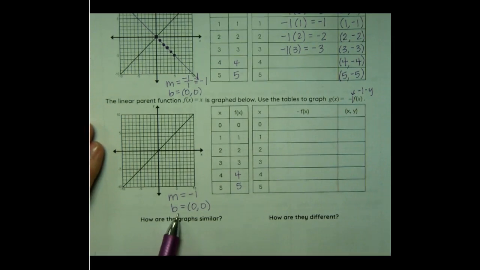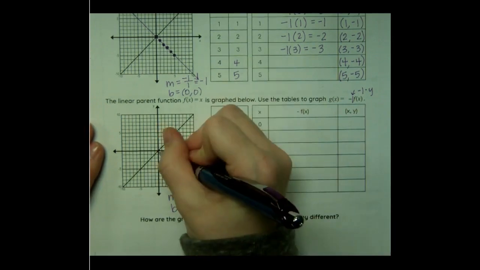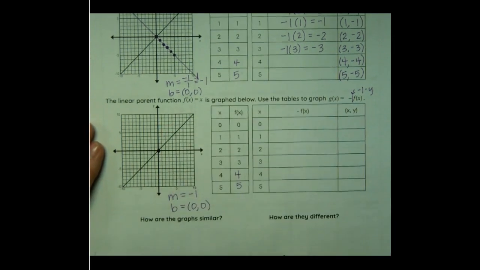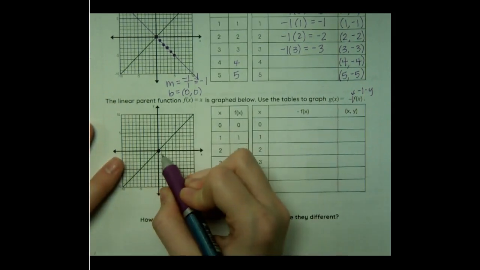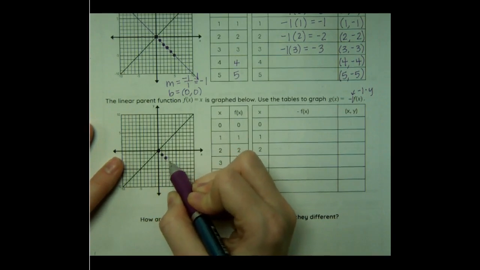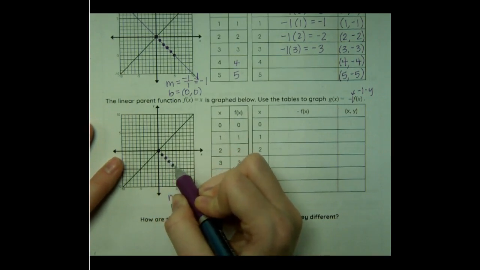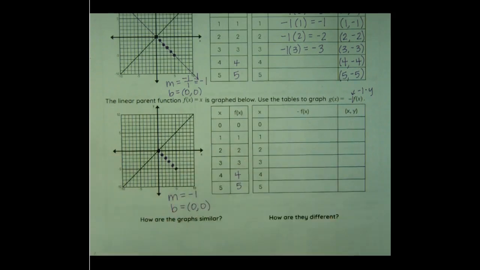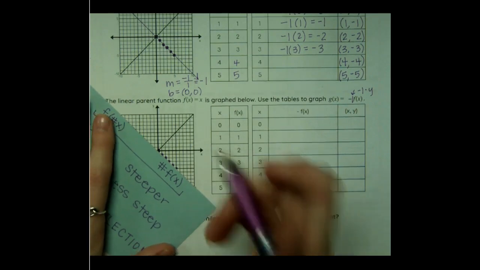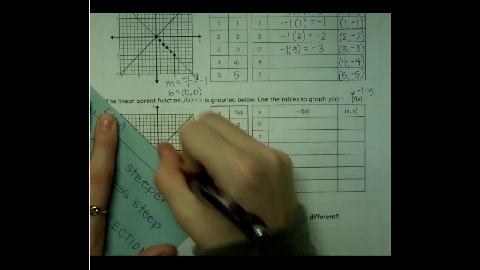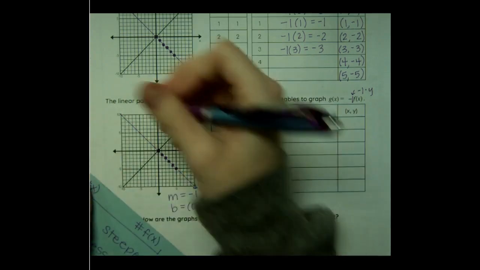So I'm going to start at 0, 0. I plot this point. My slope is negative 1. I'm going to go down 1, positive 1, down 1, positive 1. I'm going to plot a couple points. I plotted 5, but you could do 3, 4. As long as you have 3 points, you're good with a line.